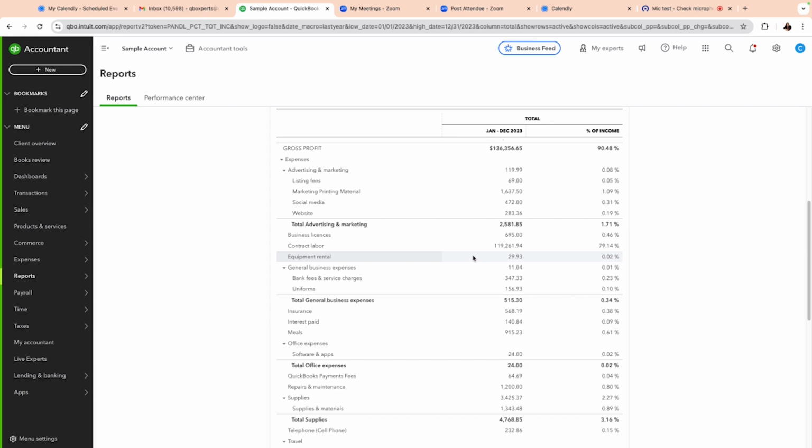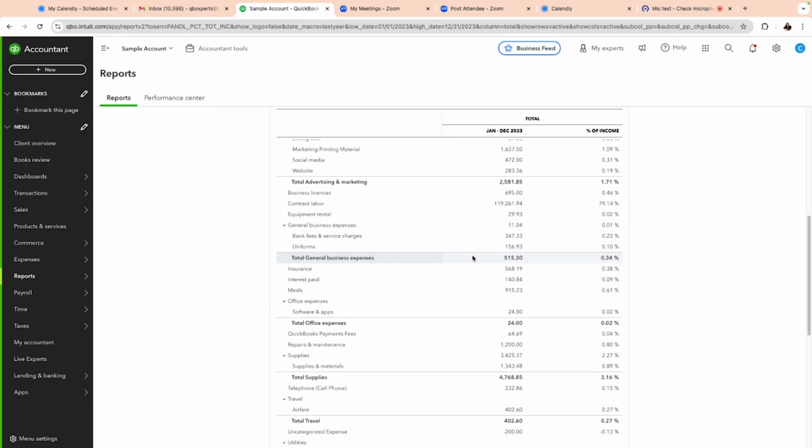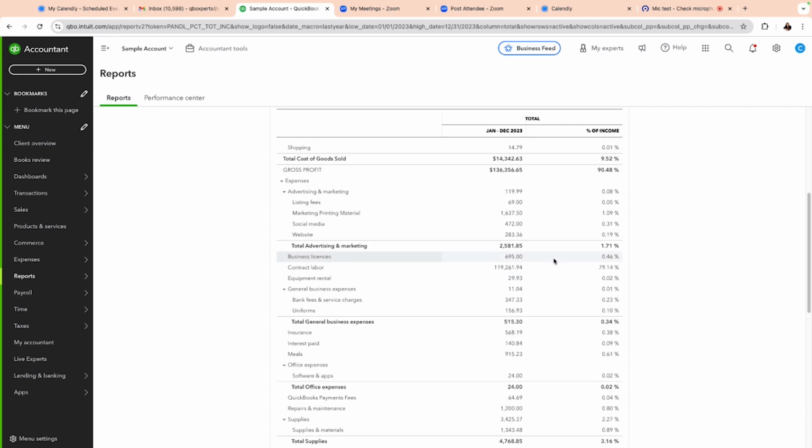All right, so one thing: this report is very useful. It helps with the percentage. It helps us understand what has the greatest impact on my profit and loss, and I can see that contract labor is pretty high here. So basically 79% of my income is going towards contract labor.